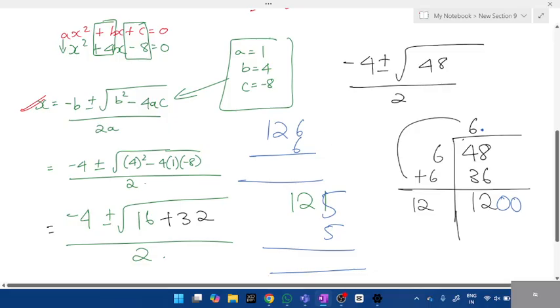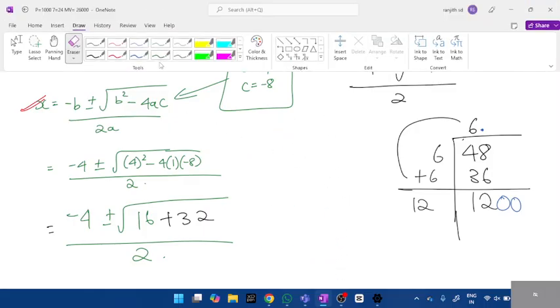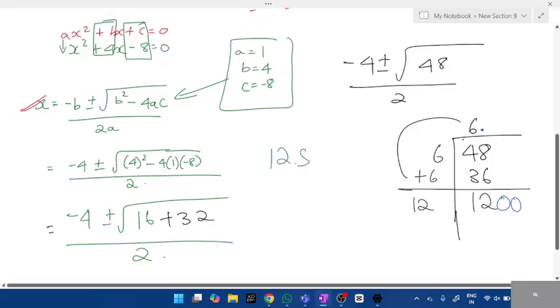Try 125 into 8 and 9. 8, 9. Try 125 into 8, 125 into 9. Sorry, 128 into 8, 129 into 9.